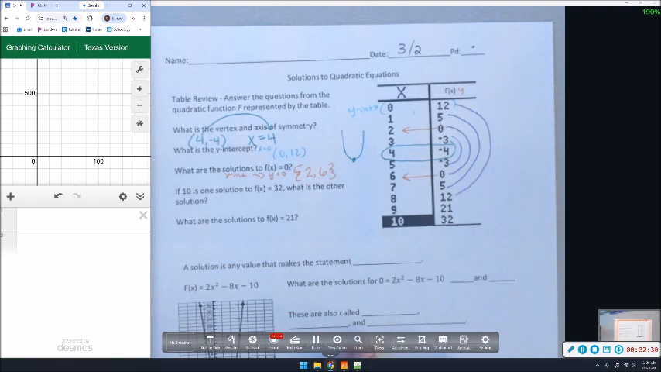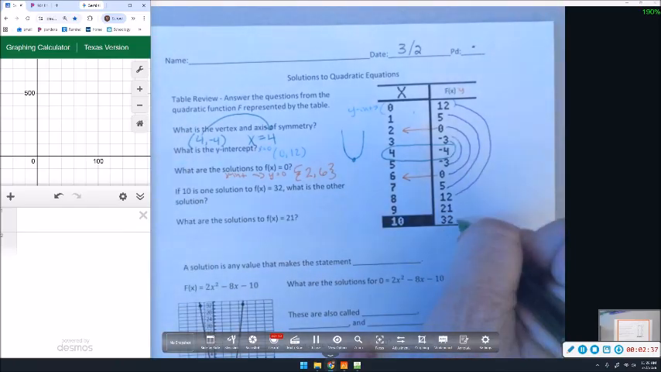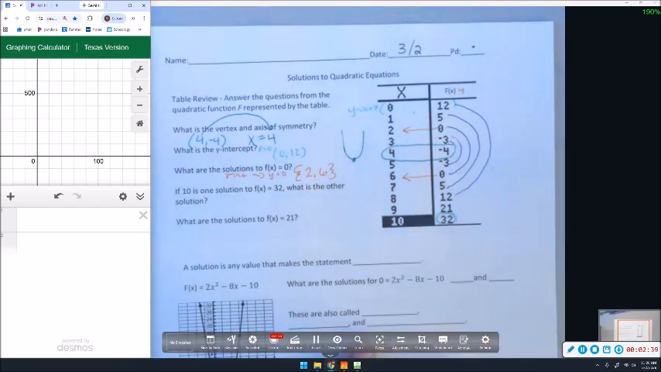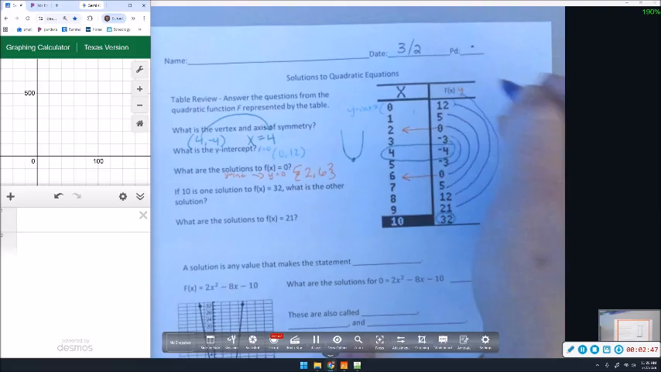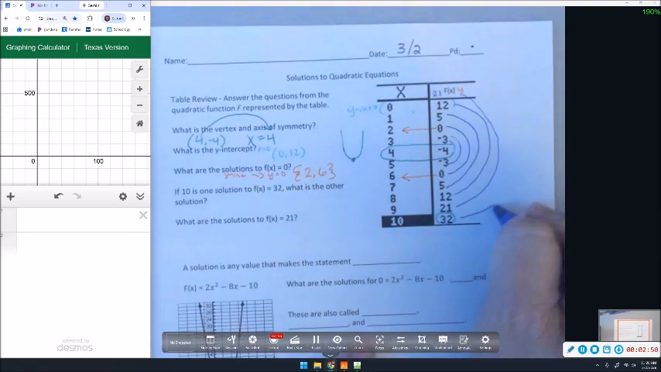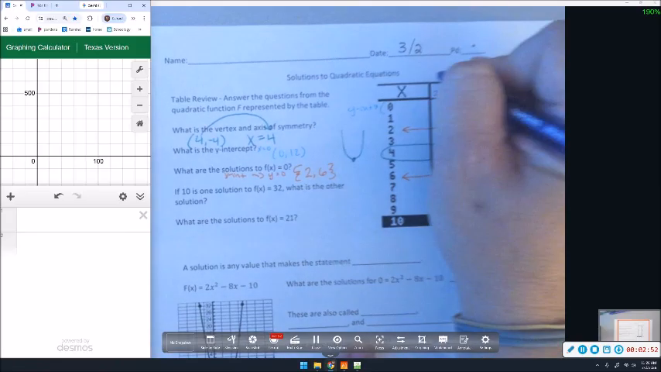Then it says if 10 is one solution to f of x equals 32. So I have this f of x equals 32. What's my other solution? Well, do y'all remember when we would extend our rainbow? So if this is 21, what came before 12? 21. And if this is 32, what went before 21? 32.